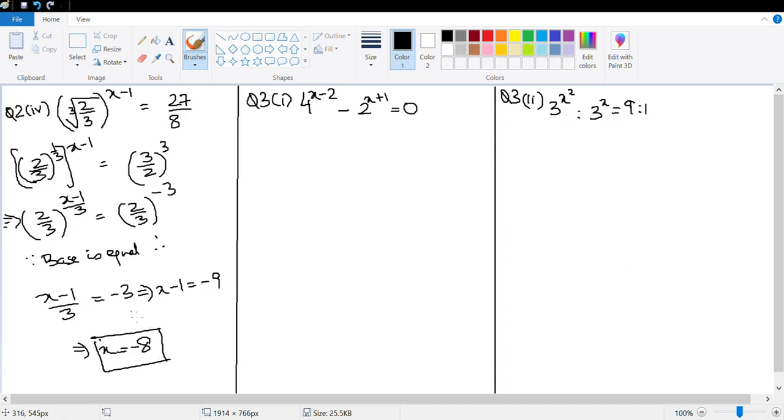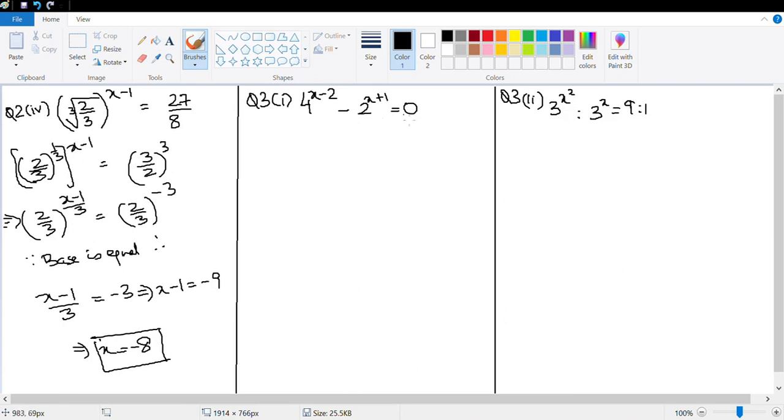Perfect, simple till now. Let's move on. Let's solve question number 3, part 1. A different kind of question. Let's see. So this is 2 to the power. Till now we had something on the left hand side, something on the right hand side, and the bases were equal, so we could equate the power.